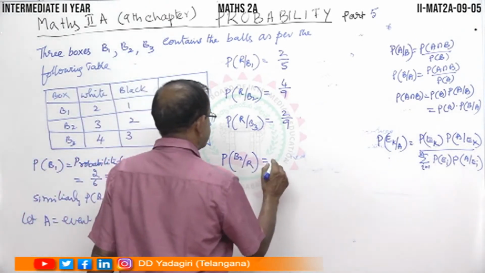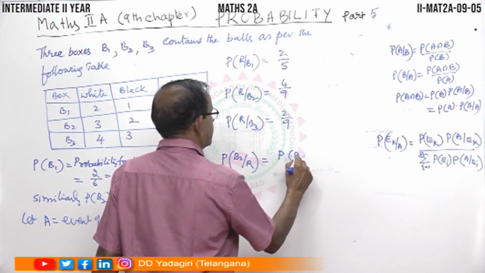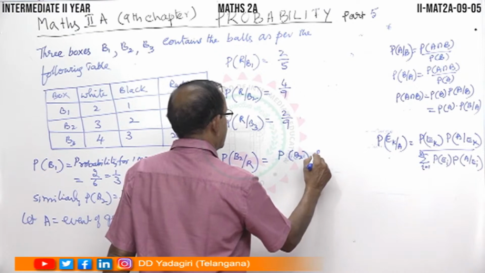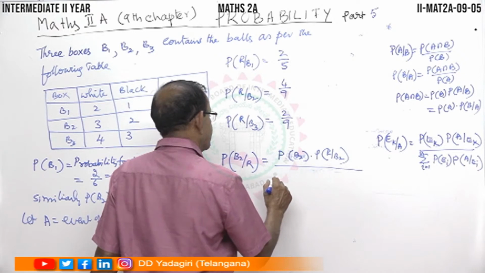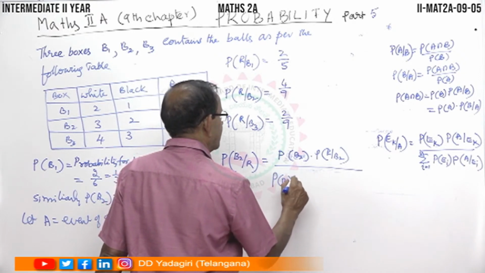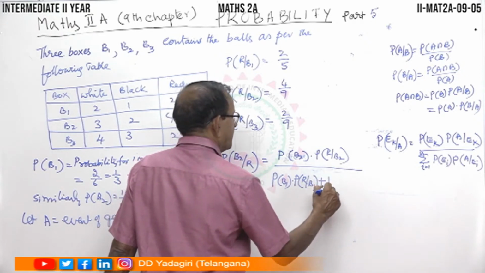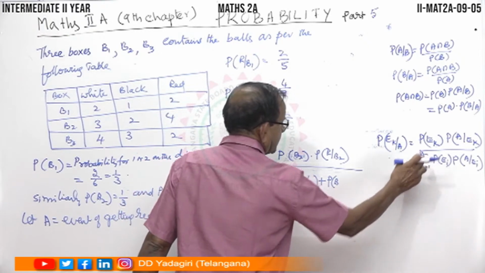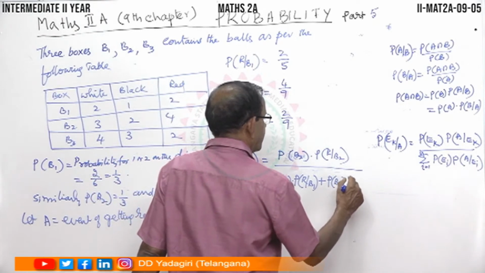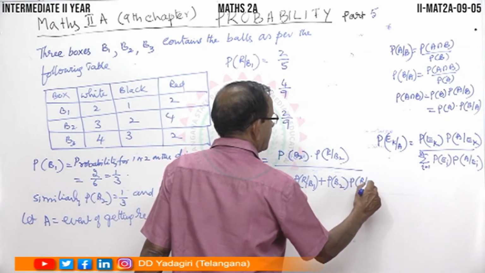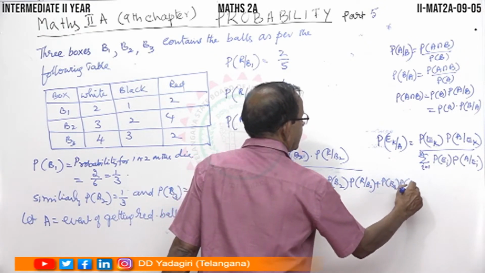Now this is P of B2 into P of R by B2, divided by P of B1 into P of R by B1 plus P of B2 into P of R by B2 plus P of B3 into P of R by B3. This is a summation from 1 to n, where n is 3.